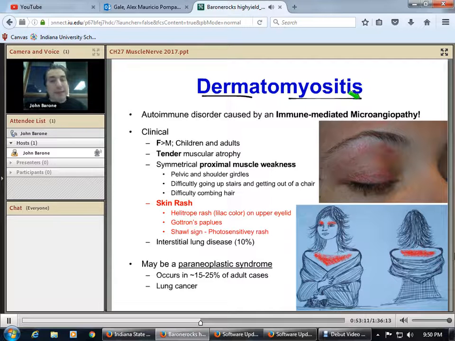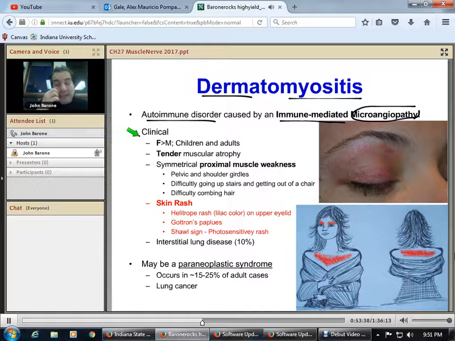Now, dermatomyositis is even higher yield because you get skin rashes too, in addition to the muscle weakness. Again, it's an autoimmune disorder, but listen to the difference. This is immune-mediated attack of blood vessels. This is really a vasculitis. It's really attacking the blood vessels of the muscle. That's the problem. So it's a microangiopathy. You're attacking blood vessels. So that's what's going to make this one different.